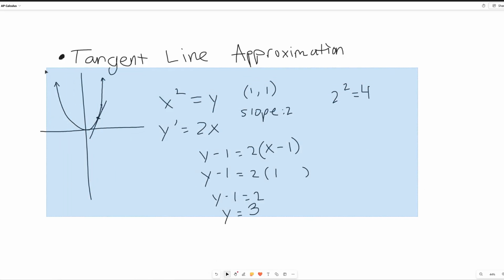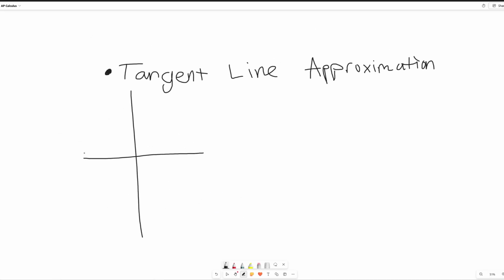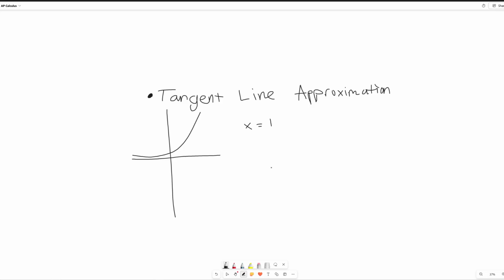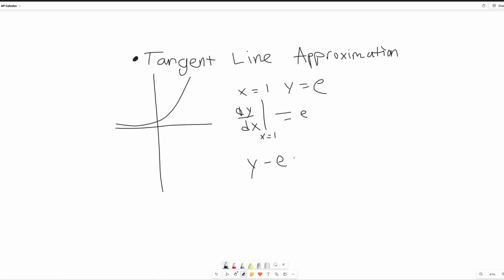We can try one more example. Let's take e to the x. And I'm going to say at x equals 1. So, at x equals 1, e to the 1 is e. So y equals e. And then dy over dx at x equals 1 of e to the x is e to the x. And e to the 1 is e. So the slope is also going to be e. So our tangent line here is y minus e equals e times x minus 1. That is our tangent line at 1 right here.